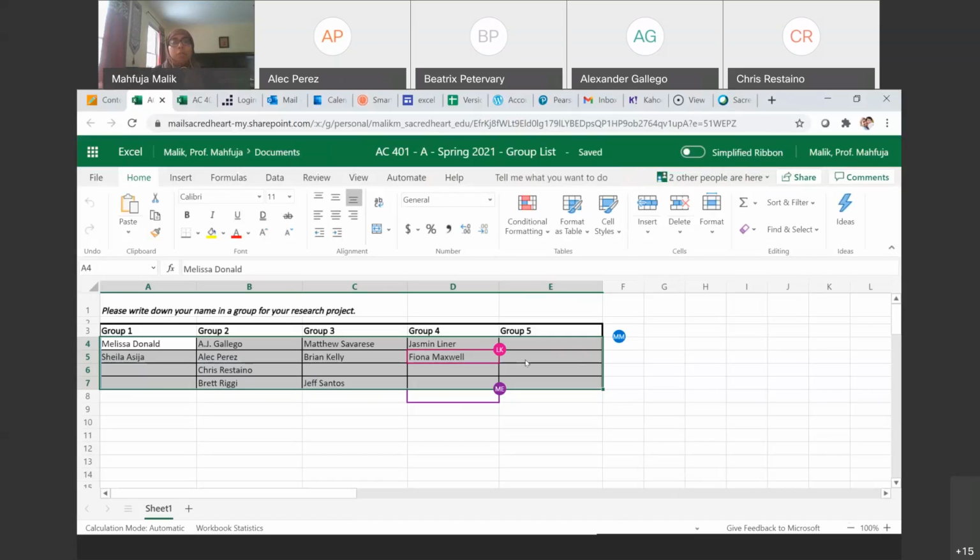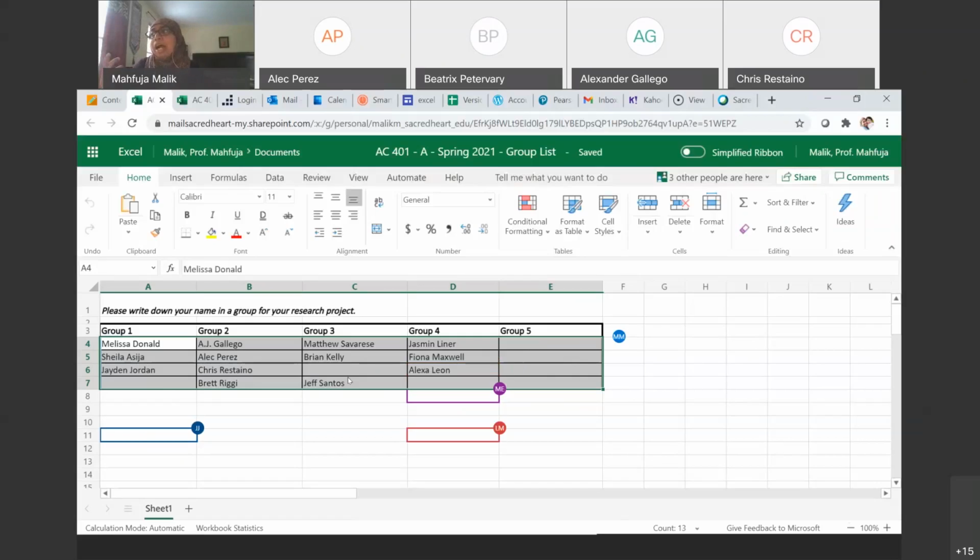And again, if you don't find any group, it's totally fine. I can see any group that needs members. So please, by the end of the day, make sure you write down your name in any of the groups, because I will assign some topics. In the pre-COVID era, we used to do some discussion and make a lottery in class and write down our topic name. But now I'll just randomly assign a topic. And then within that topic, you will figure out your own research question.